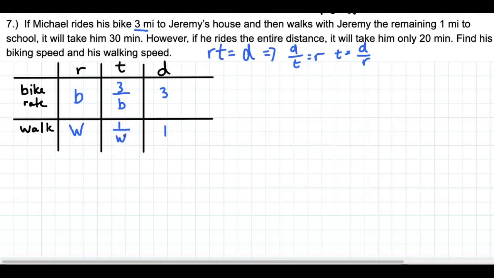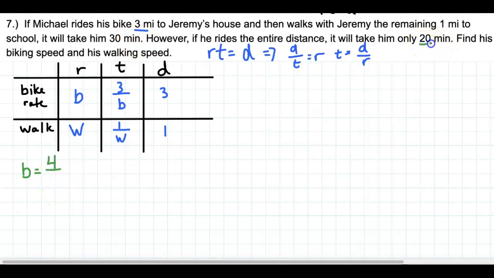We also know, and this is pretty much given to us here, that to ride the whole distance would take 20 minutes, right? So for that one, there's only one variable. So the bike rate is equal to the distance, which is 4 miles, that's the whole distance, over the time.